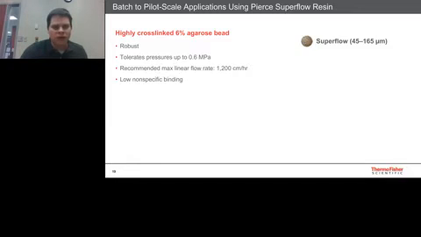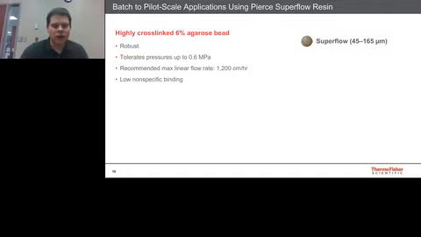Now to talk about selecting resins for higher scale recombinant protein purification. Scaling up to the gram level pilot scale requires a resin which can tolerate high flow rates and have high specificity to decrease runtimes and chromatography steps required.